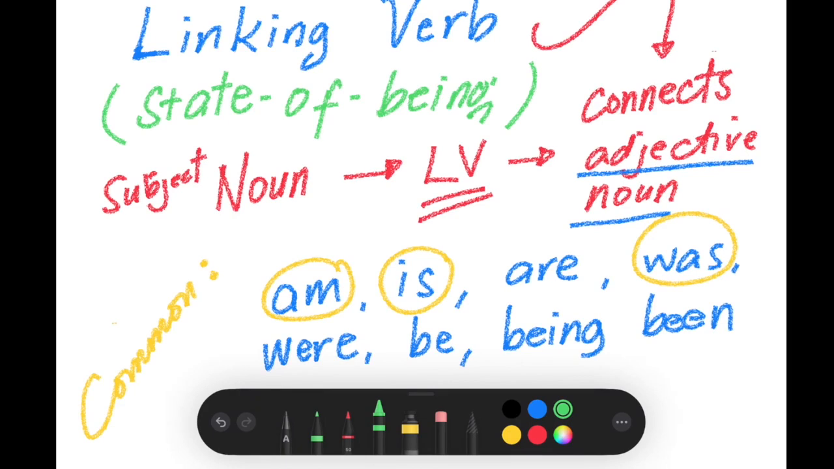And we use are or were with the pronoun you, or if we speak about two or more persons, meaning the subject is plural. So if the subject is plural, we use are or were.